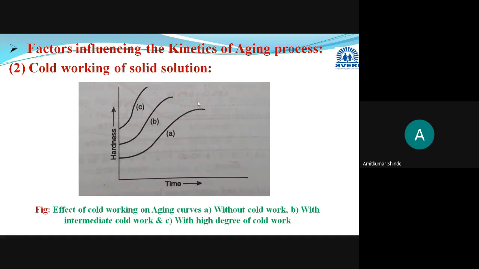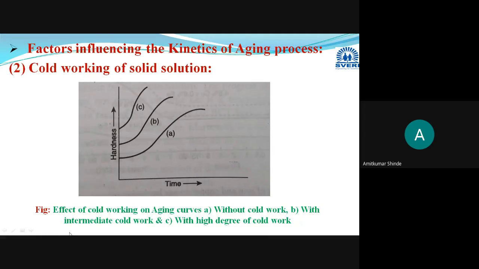Now as you can clearly see, if there is no cold working, then its hardness value is less and it will take more time for aging. Okay, without cold working, hardness value is less and it will take more time.